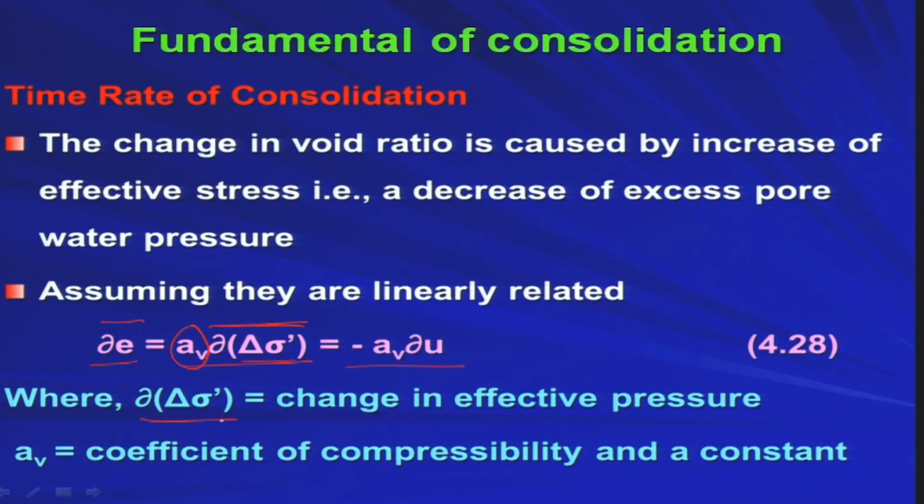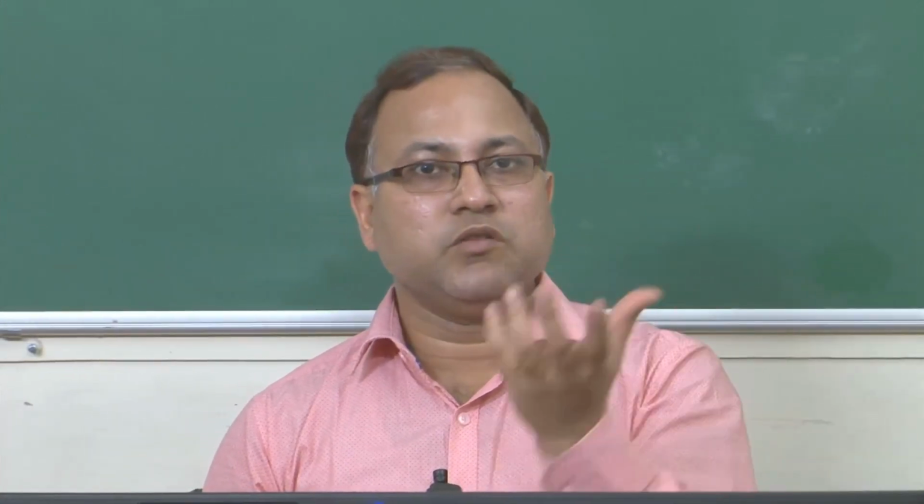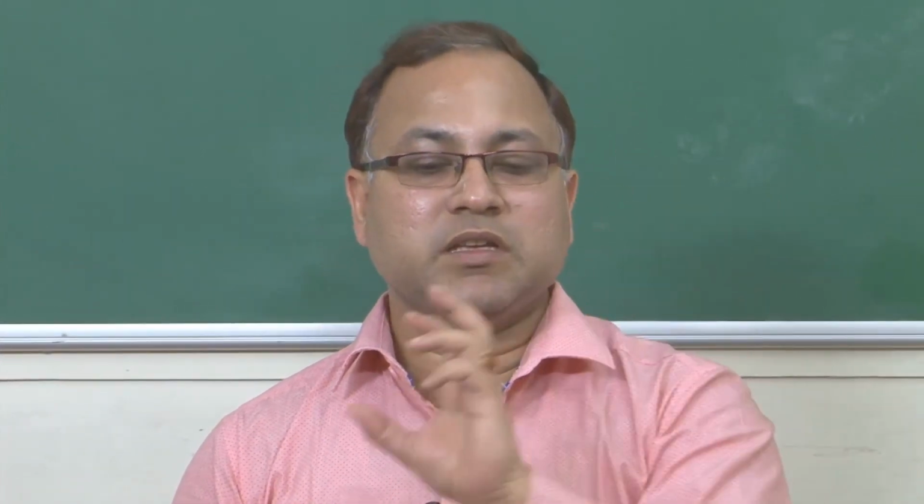Now, delta sigma prime is the change in effective pressure and a v is the coefficient of compressibility, a constant. Please remember this term, like C c and C s. Similarly, you need to remember a v, known as the coefficient of compressibility, which is the change in void ratio divided by the change in effective stress. Because you have the linear relation, that ratio is the coefficient of compressibility.